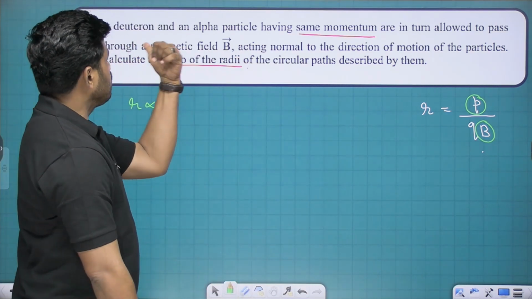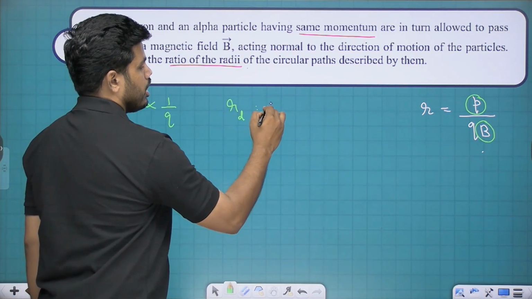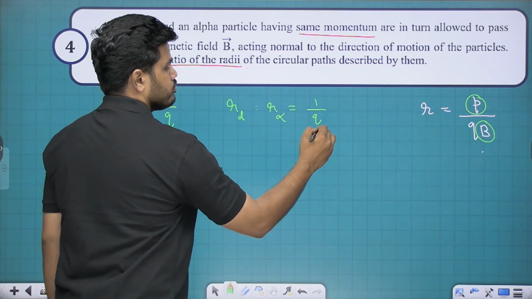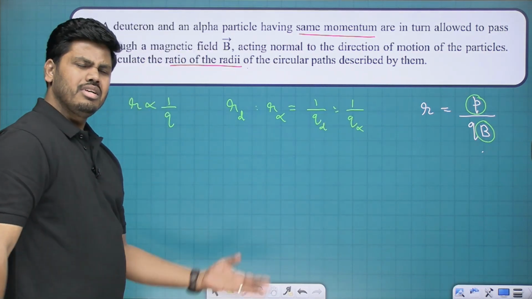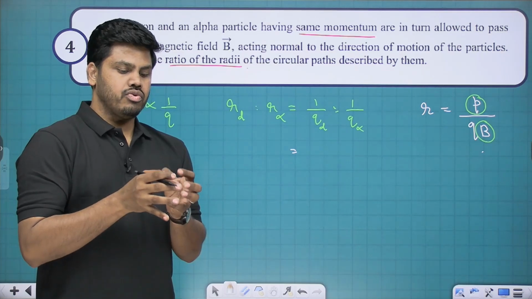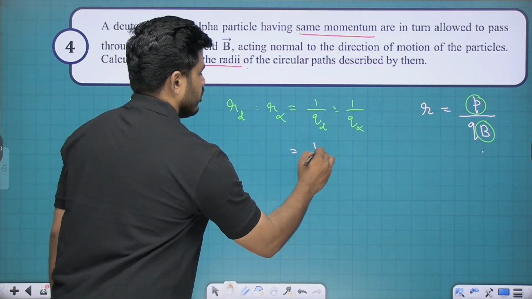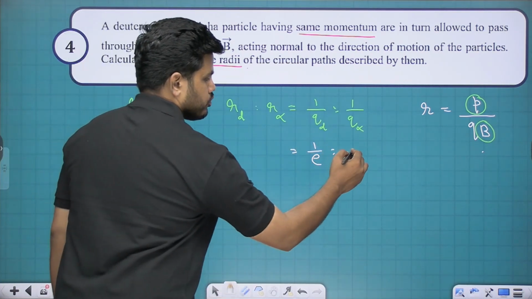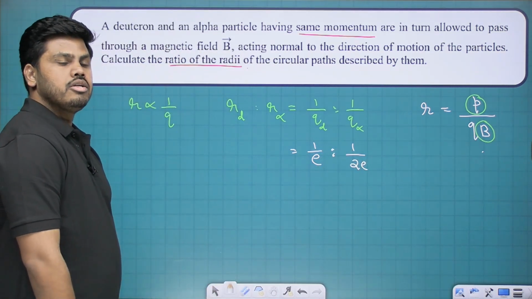So R deuteron is to R alpha could be 1 by charge of deuteron is to 1 by charge of alpha. Correct? Substitute. What about charge of deuteron? Deuteron, we know it is a combination of a proton and a neutron, right? But only the proton has charge, so it is E. What is charge of alpha? Charge of alpha is going to be 2E. So 1 by E is to 1 by 2E.